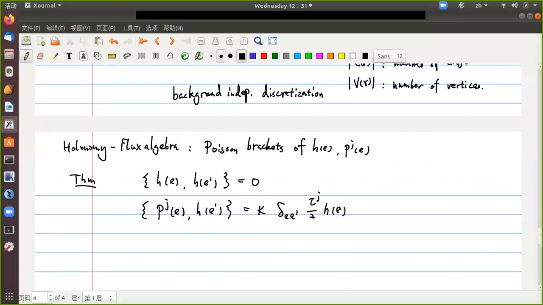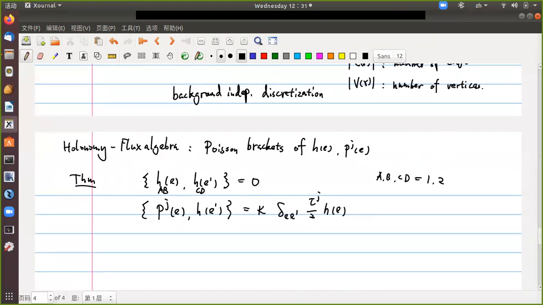Well, more precisely, I should put indices for the matrix elements, because these are matrices. So what I actually mean here is that for any matrix element h_AB, h_CD, where A, B, C, D equal 1 or 2, because h is a 2 by 2 matrix, the Poisson bracket is zero.